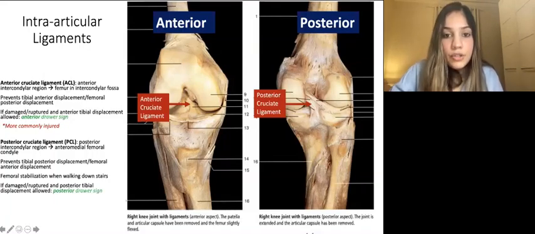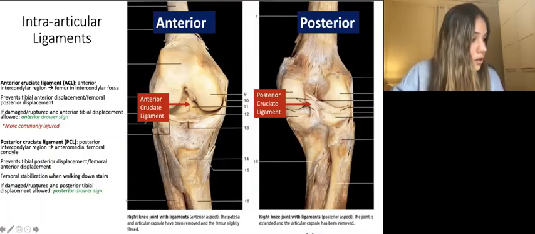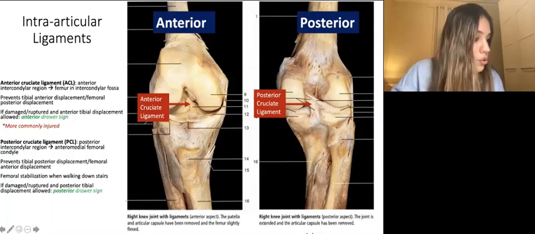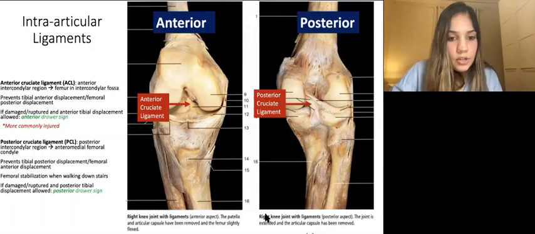And if this is damaged or ruptured, the clinical assessment you would look for is that when you do your posterior drawer sign, you're unable to do the posterior drawer sign. So we'll go over that. I'll just go over the anatomy first.